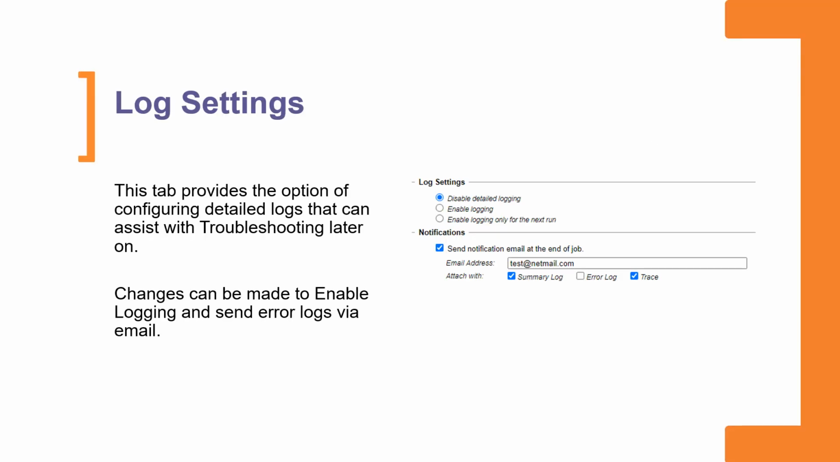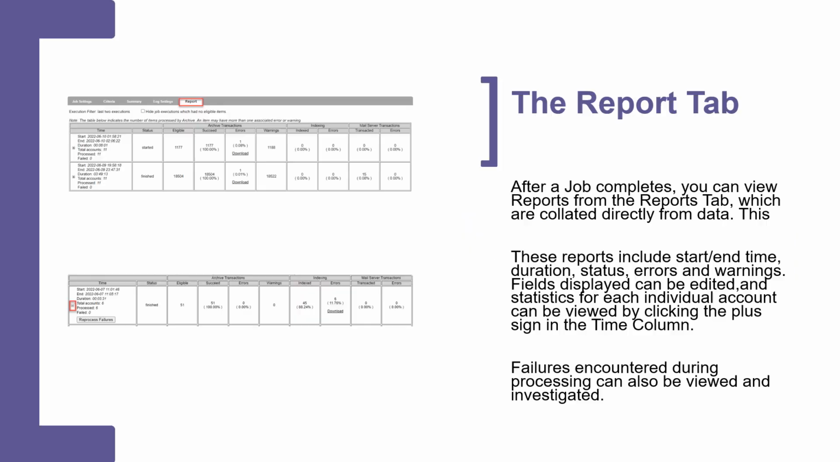The Log Setting tab is next. This provides options of configuring detailed logs to assist with troubleshooting later on. Should you wish to enable any of these items, you can change the selections here. Any selections you make will then allow you to run reports. If you've enabled logging, you can view reports collated from your data directly from the Reports tab. These reports include a myriad of items and include start and end times, status, errors, and warnings.